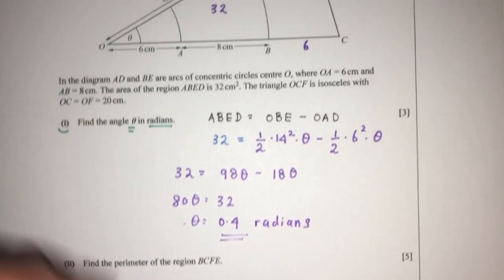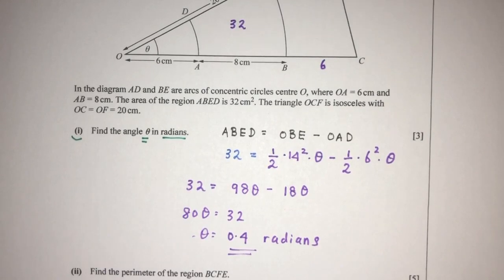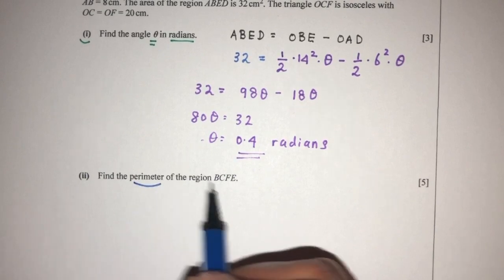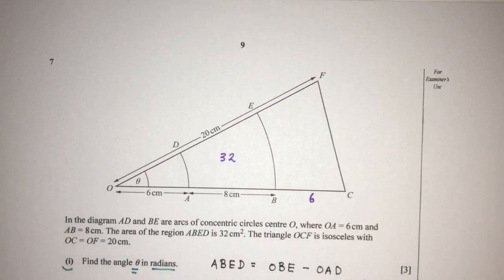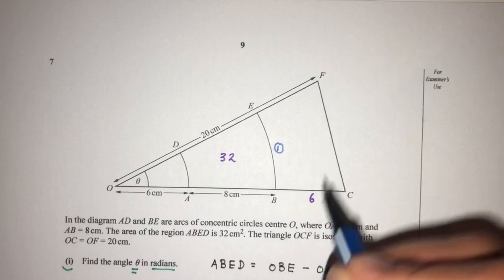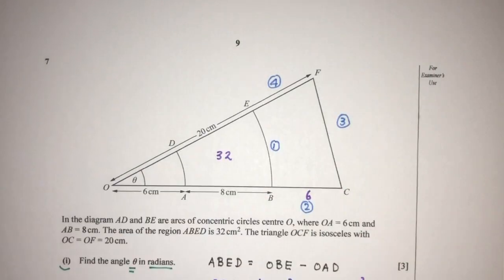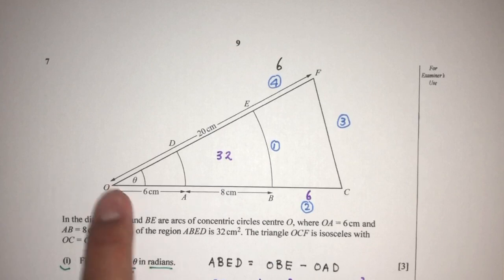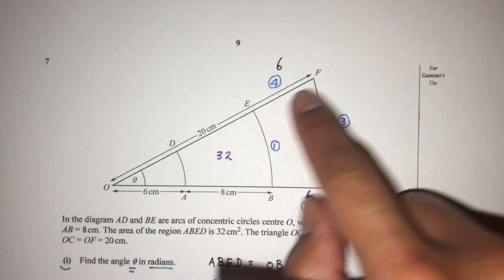As you can see, we always use the values given to us by the question, and we try step by step to find the answer by thinking logically, what can we do? Now for part 2, we have to find the perimeter of the region BCFE. Now where's BCFE? So we have to find that. We have this side 1, 2, 3, and 4 to find. Now, as we know, 2 is 6, 4 is also 6, right? Because this is 20, this is 14, this has to be 6. Same thing, 6, 8, this has to be 6.